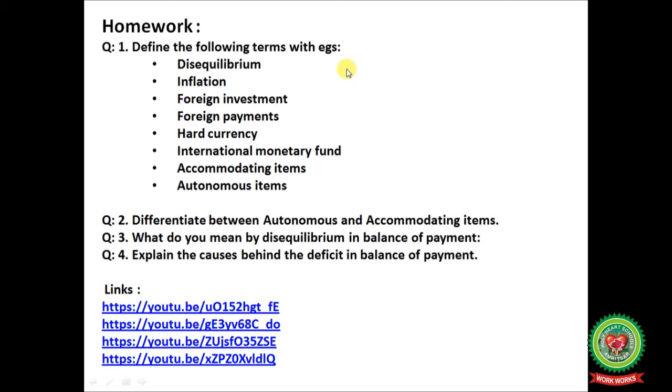Now students, it's time to note down the homework. Write down the first question. Define the following terms with examples: disequilibrium, inflation, foreign investment, foreign payments, hard currency, International Monetary Fund, accommodating items, autonomous items. Second question is differentiate between autonomous and accommodating items. Question number 3 is what do you mean by disequilibrium in balance of payment? Question number 4 is explain the causes behind the deficit in balance of payment.